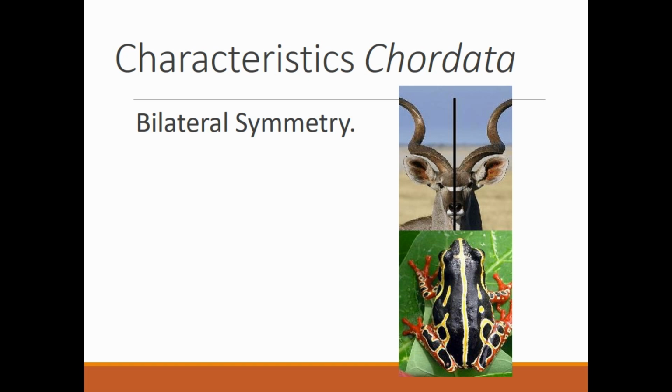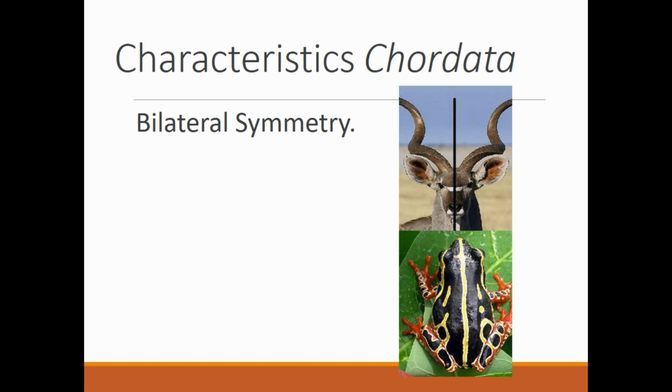Characteristics of Phylum Chordata. The first one is that all members of Phylum Chordata are going to have bilateral symmetry. If we go back and think about one of our first phyla, Phylum Echinodermata, which were the sea stars, sand dollars, and sea urchins, they had radial symmetry, which means that their body parts radiate out from a central axis, and they can be divided into multiple planes that would equal right and left portions, equal halves.